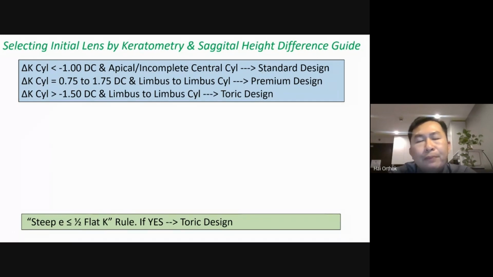For example, if we have a delta K, which means K1 minus K2, lower than 1 diopter of cylinder, then we should use a standard lens. If we have a delta K of 0.75 to 1.75 diopter, we should use the premium lens. And if we have a delta K over 1.5 diopter, we should use the toric lens. So that is before the topographer, or if you don't have a topographer.